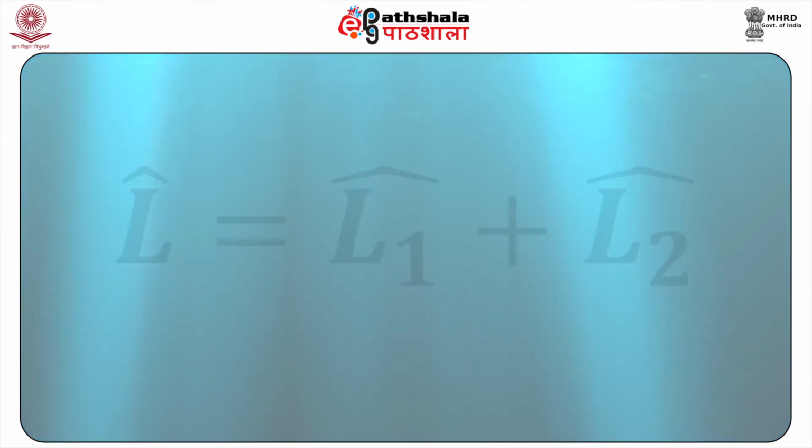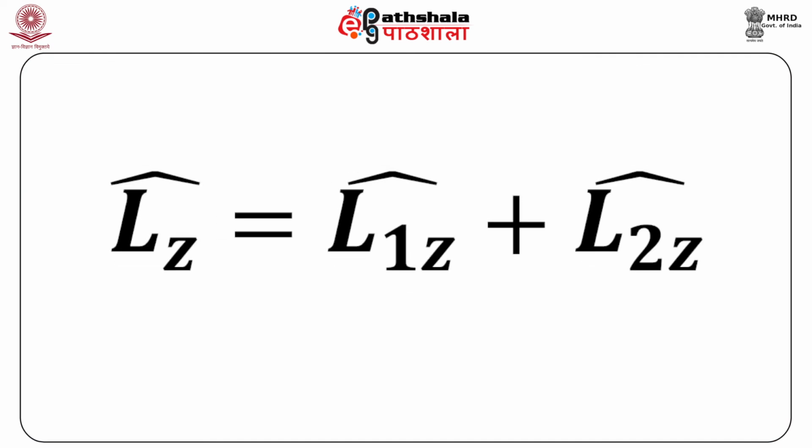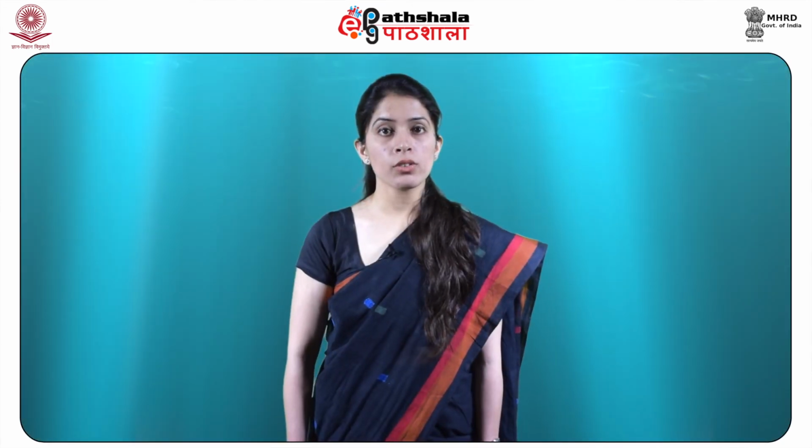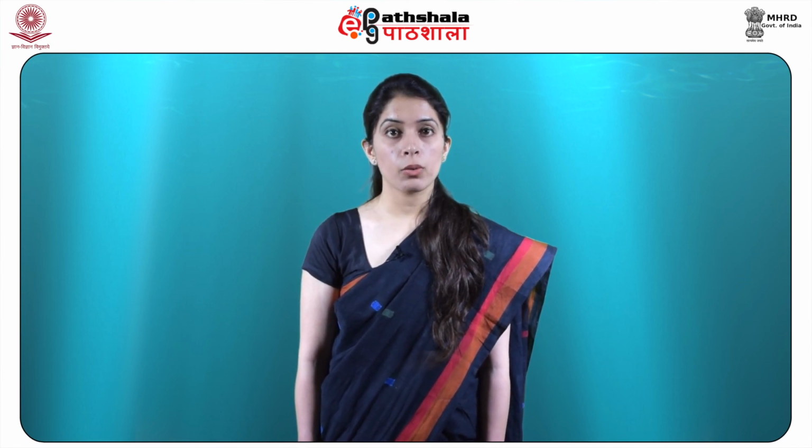As a consequence, L, which is taken as the sum of L1 and L2, and Lz, which is taken as the sum of L1z plus L2z, satisfy the relation. As a consequence of this summation of angular momentum, the value Mj satisfies the equation Mj = mj1 + mj2. Now, in order to find the total angular momentum eigenfunctions, we need to evaluate the coefficients C, which are referred to as vector addition coefficients.